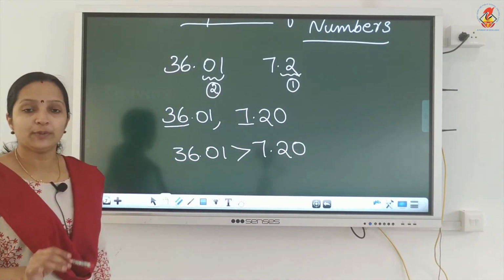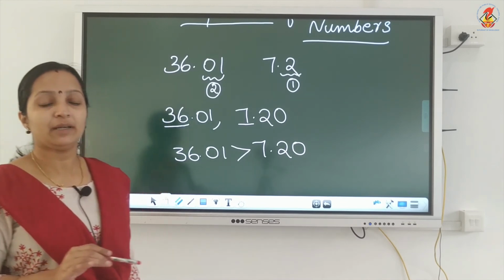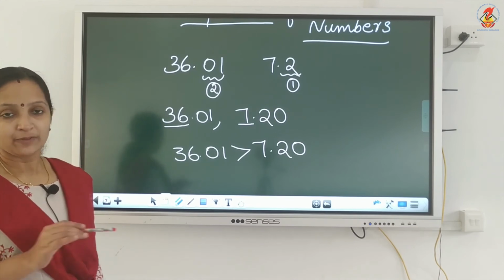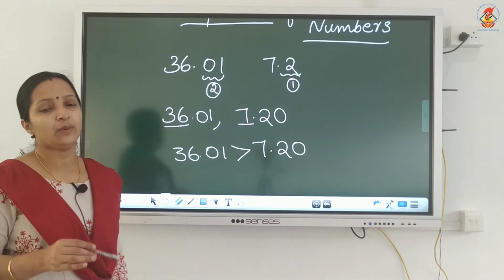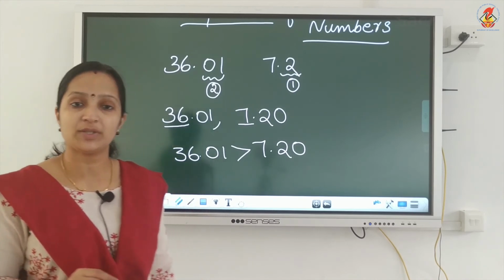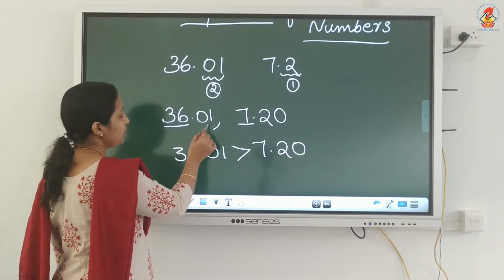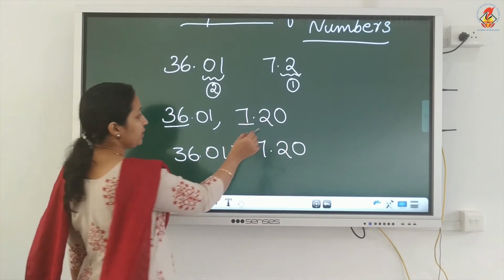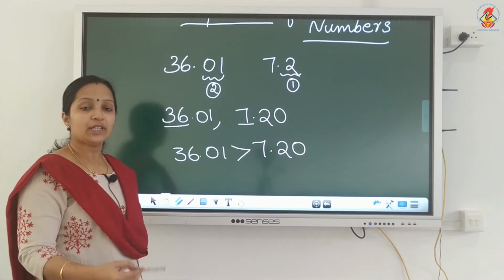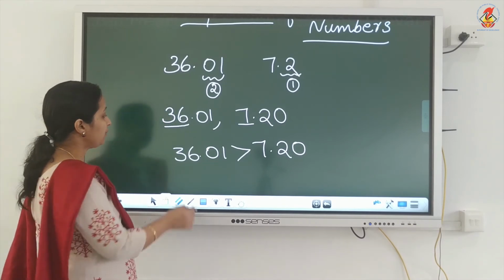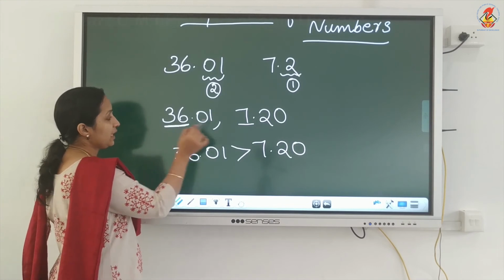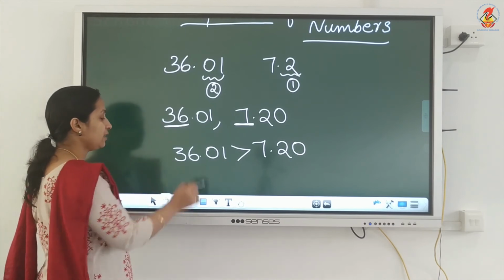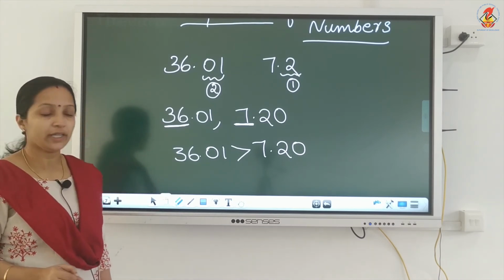Clear children? If you want to compare two decimal numbers, first we have to convert them into like decimals. That is the first step. How will we convert it into like decimals? By giving zeros to the extreme right, okay. Here 2 digits are there, here only 1 digit. So we give 1 zero to that, okay. After converting them into like decimals, you look at the whole number part. Which number is having the greater whole number part? That particular number will be the greatest number, okay. So we can say that 36.01 is greater than 7.20.